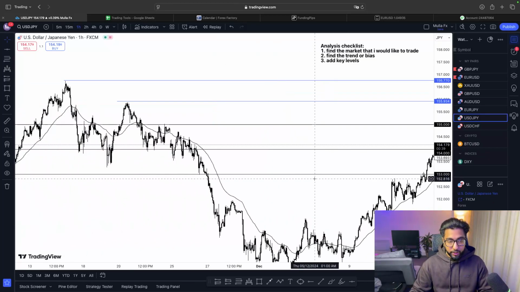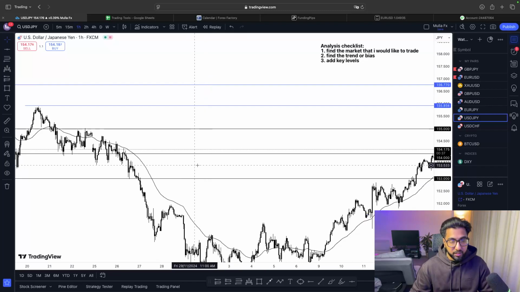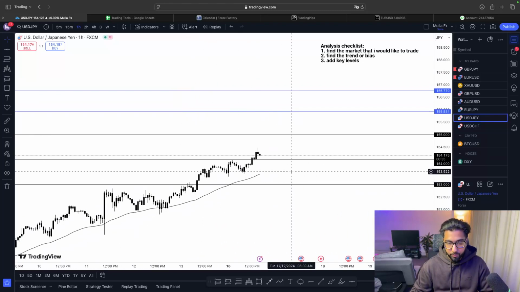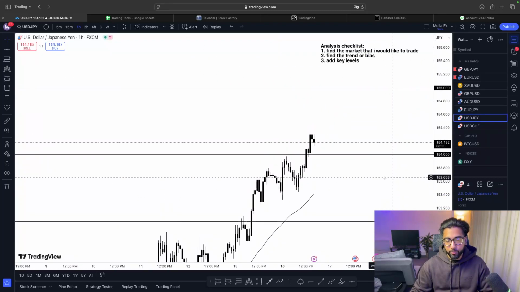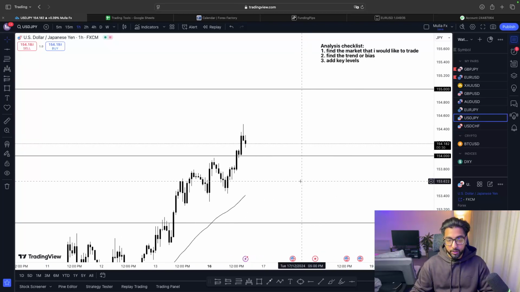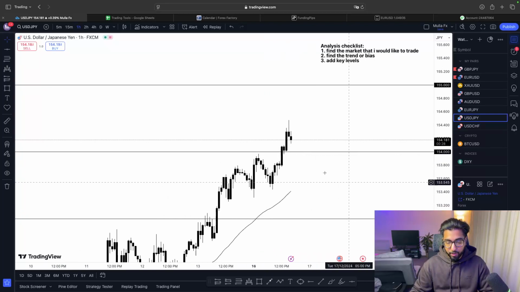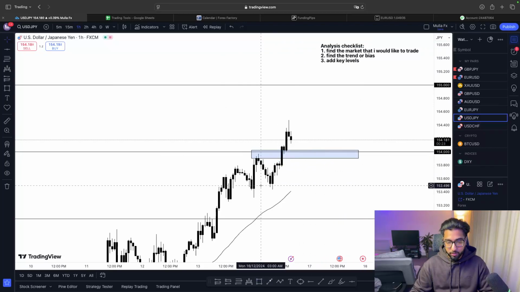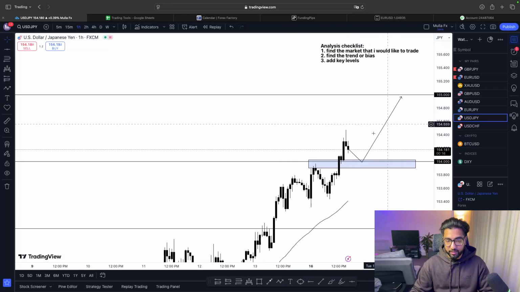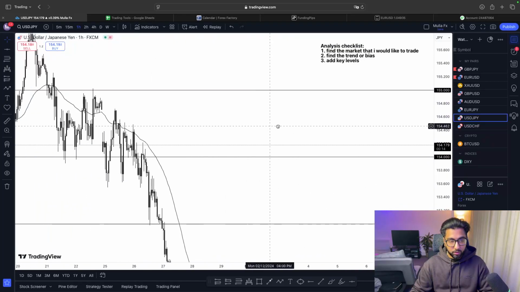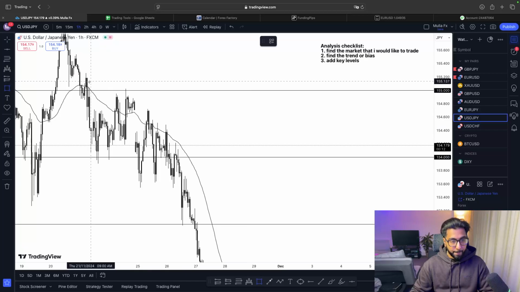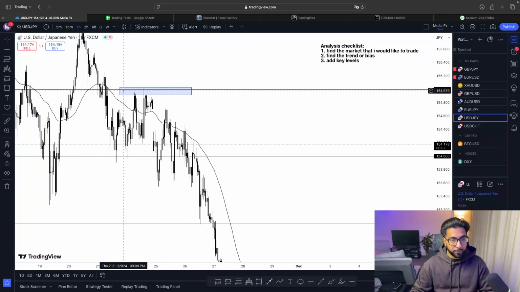So now I want to really look into and see where is a potential area of interest. Well, we are buyers, so we want to look for a good level of support. So for me, we can see that price already had the break of structure, and we're looking at price coming back down and potentially going to the next level of structure, which will be this area right here. We'll just draw it out like this, boom, like that.